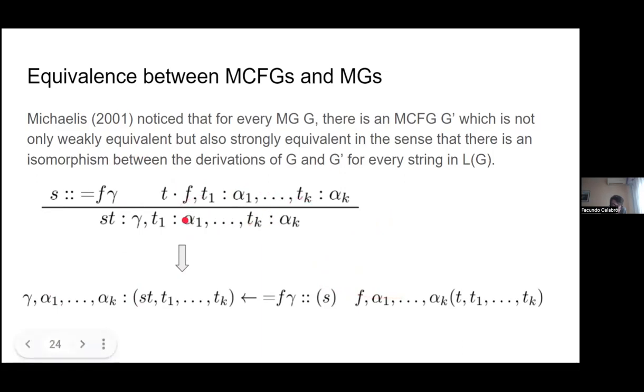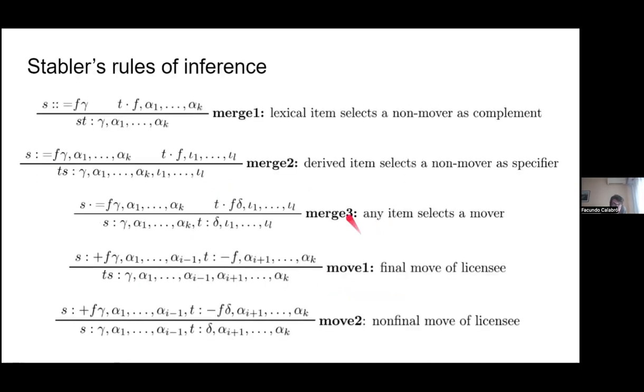The features become a unique category label, right? So, for example, these are the inference rules. I think they were first proposed by Harkema, and they allow us to define a bottom-up parser.